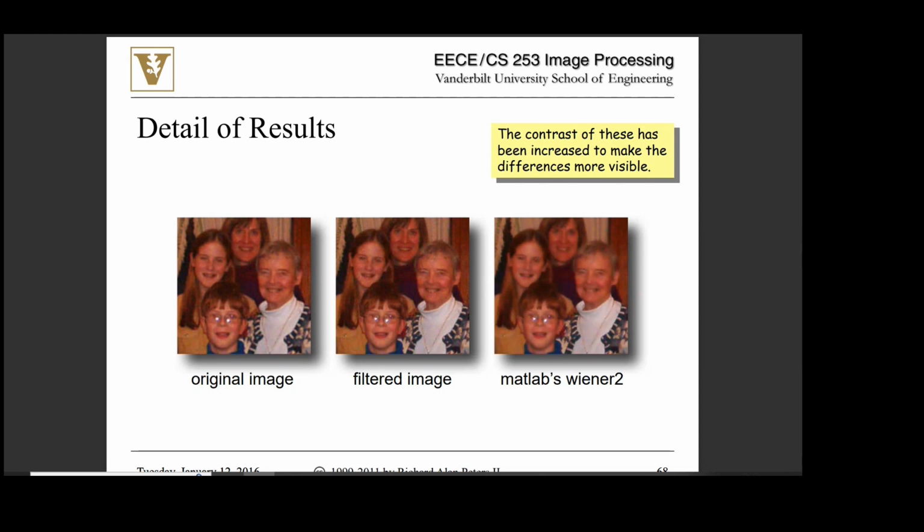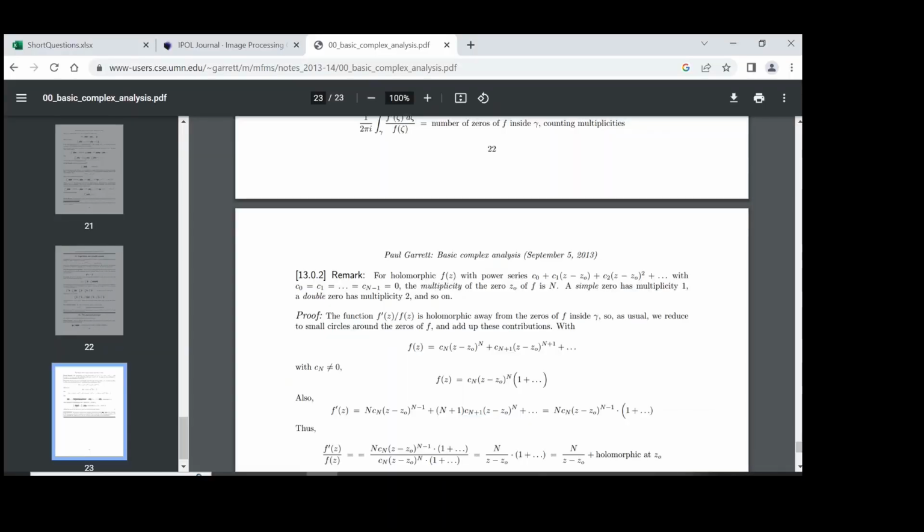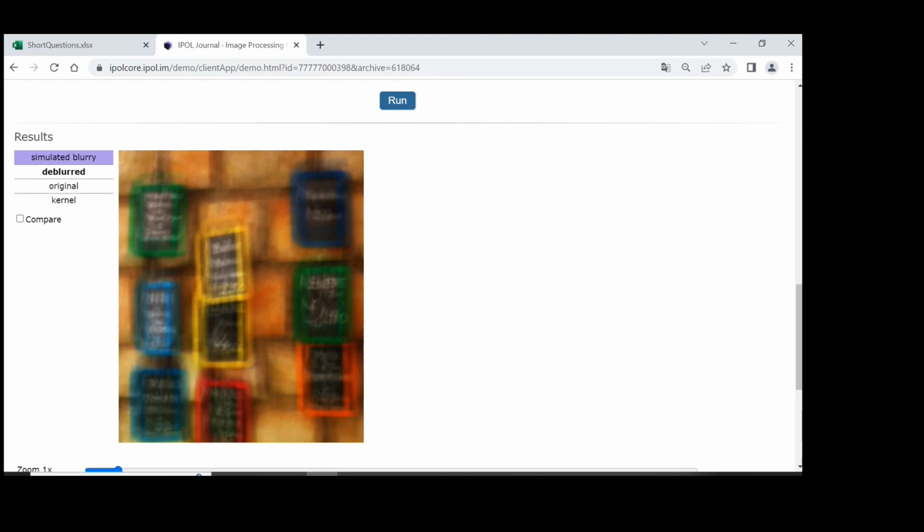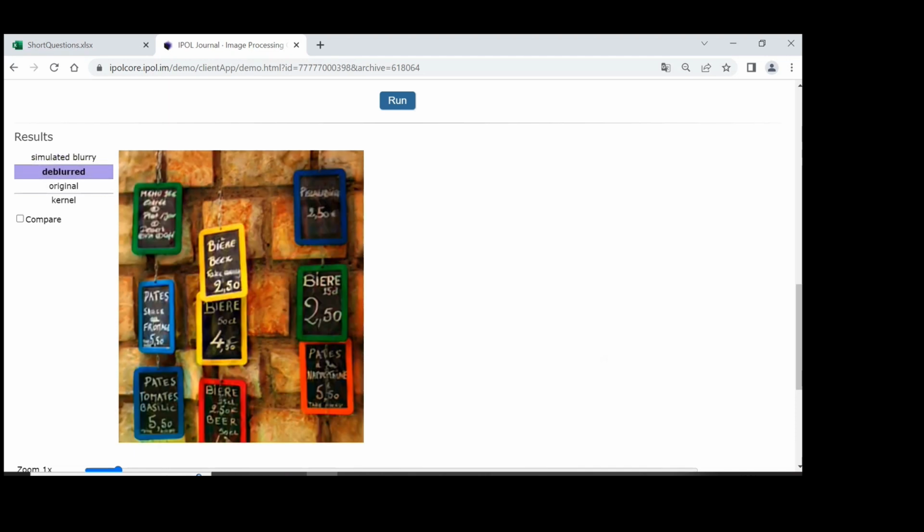And this problem that we have seen before, this one here, is even more complicated because you don't know the kernel. You have to estimate the kernel from the image itself. But at the end, if you read the paper, they will explain how they do it. This is our Wiener filter.